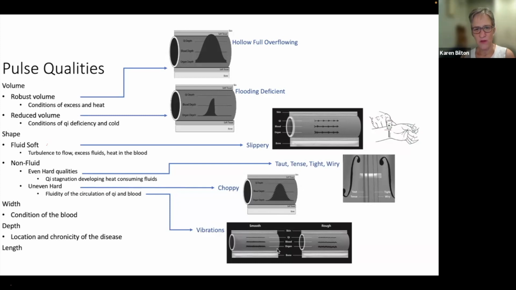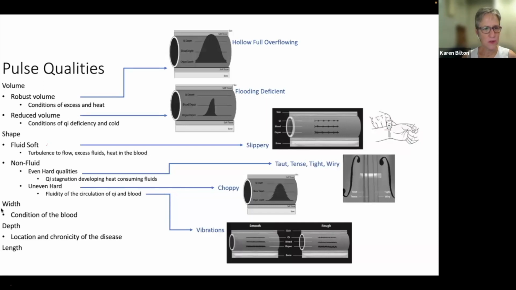And our vibrations, the smooth vibration when it's felt feels like sort of a buzzing under your fingers, often at the very top of the impulse at the qi depth. It's a sign of somebody who tends to worry or is a worrier. And the rough vibration is our sign of heart shock and PTSD.